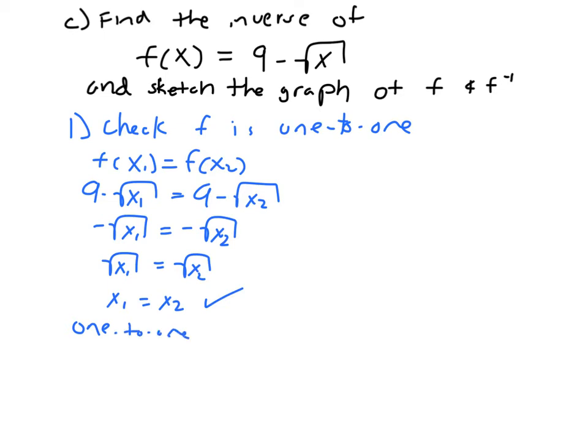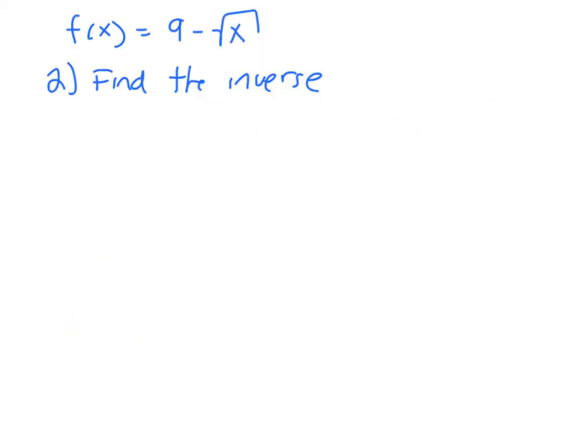Alright, so now we can move forward to step 2, which is to find the inverse. Let's go through the steps to find the inverse function. So f of x equals 9 minus the square root of x. The first step is to replace f of x with y. Then, inverse functions basically flip x and y, so the next step is to flip x and y.